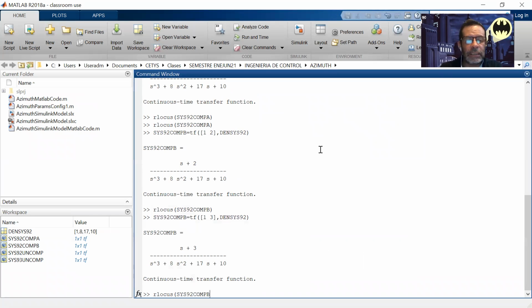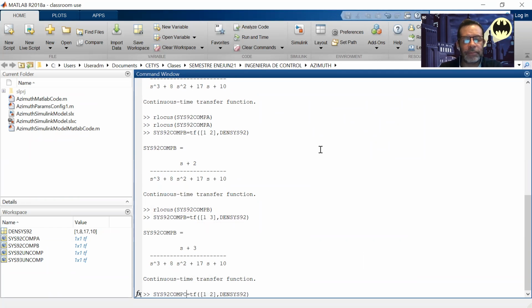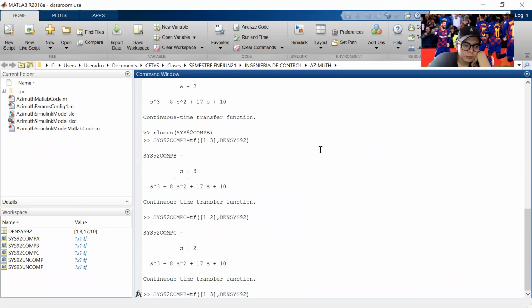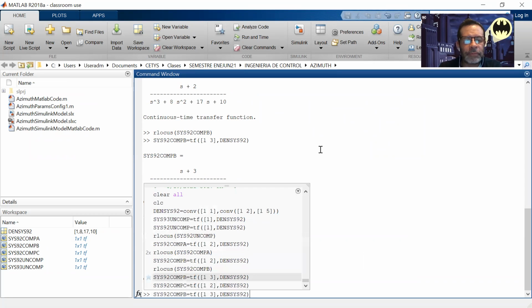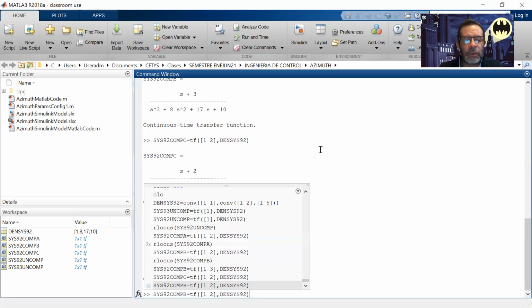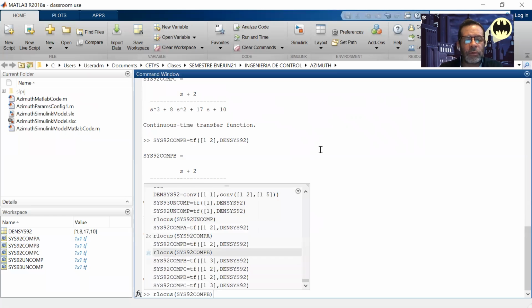No, this was actually C. I'm making a mess here. Let me just do this. This is going to be called compensator C. Wait a minute, this is B, it's 1 and 2. Now we're going to do C, and C is going to be 1 and 3. Okay, and let's look at the root locus of C.